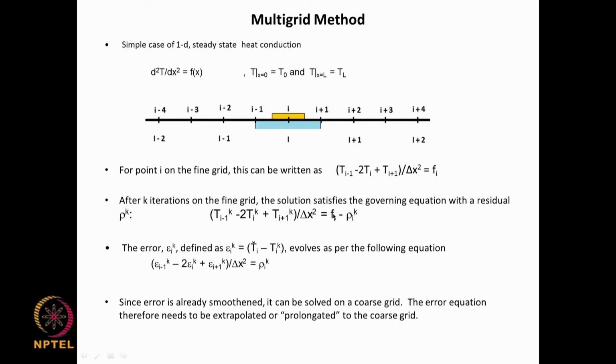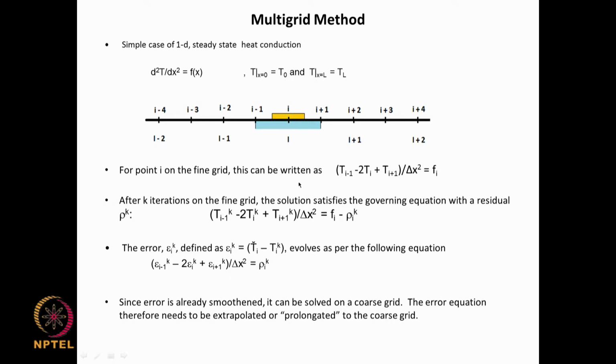If this is equal to 0, then you have an exact solution, but if it is not equal to 0, then you have this. So, if T_i hat is the exact solution, then the error epsilon_i^k is the exact solution minus T_i^k, and the error evolves as (epsilon_{i-1}^k - 2 epsilon_i^k + epsilon_{i+1}^k) / delta x squared, and that is equal to rho_i^k. Now, we can solve this.